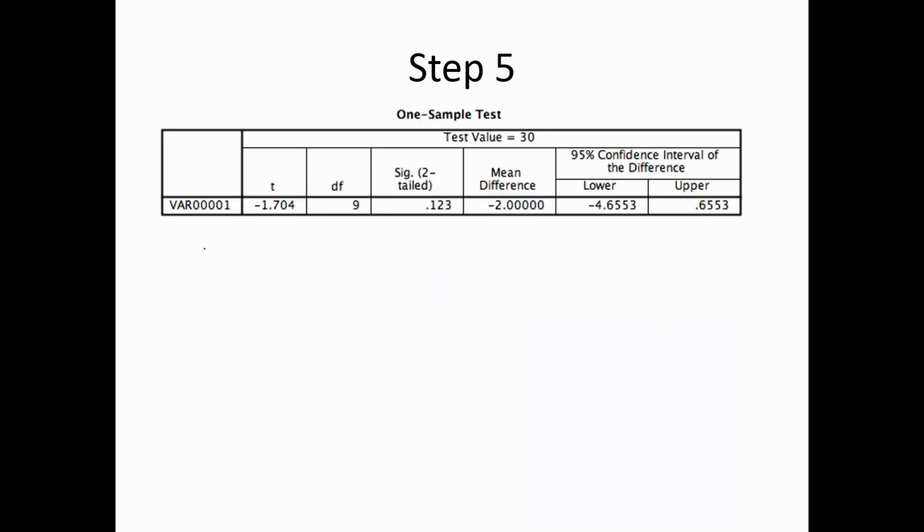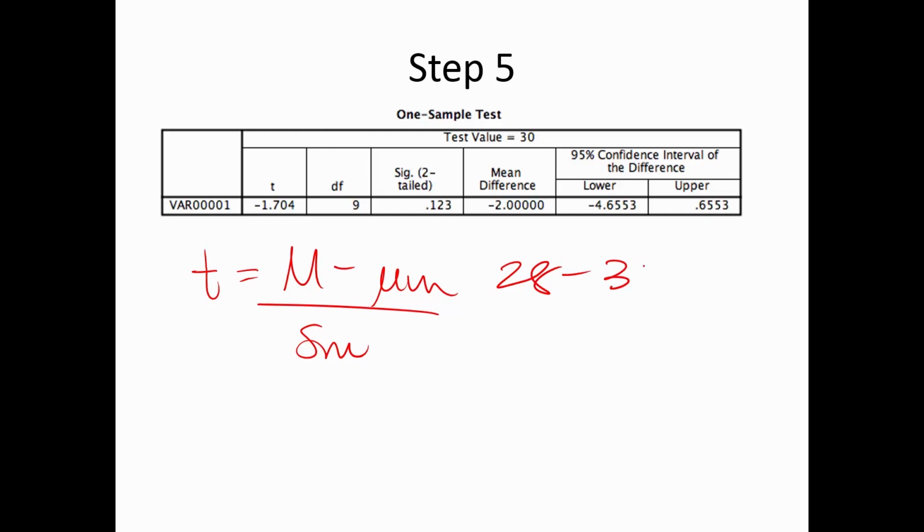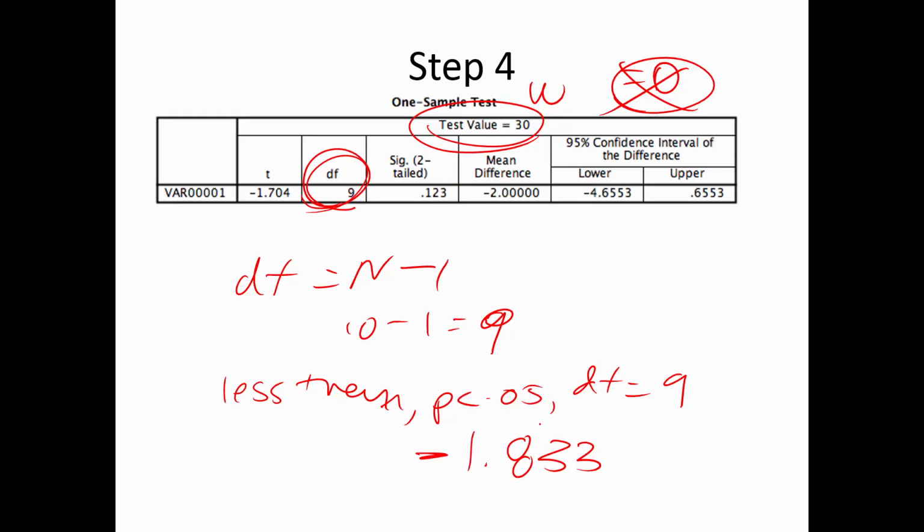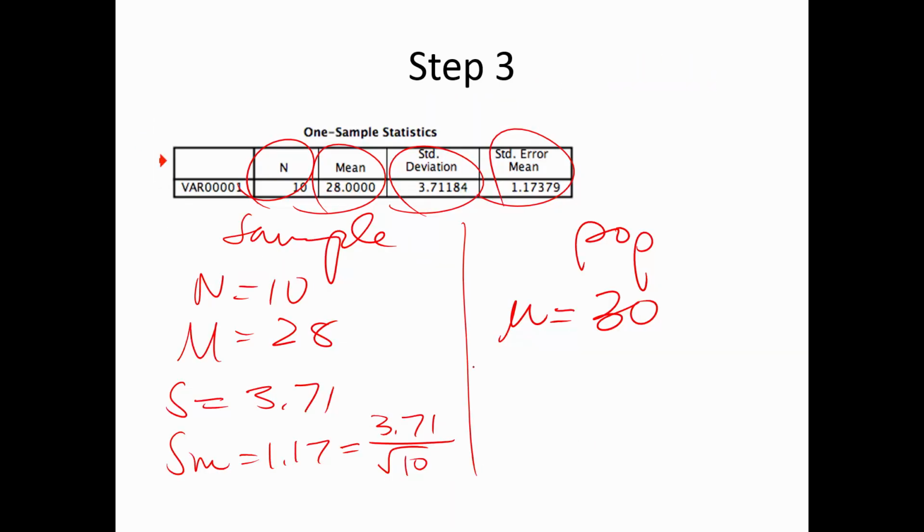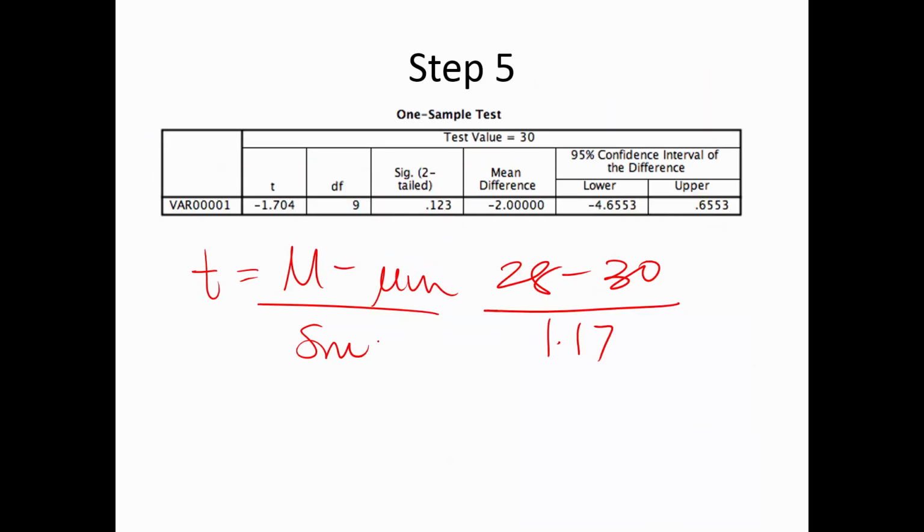Right, step 5 is where I actually calculate t. So I've got the mean minus mu divided by the standard error, which we had as 28 minus 30 over the standard error, 1.17. And that equals this number right here. So I got negative 1.70. So this is where I have my t found.